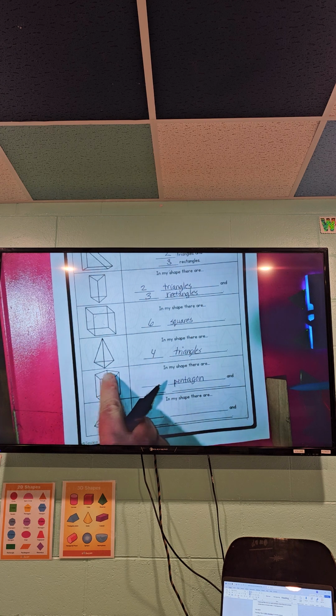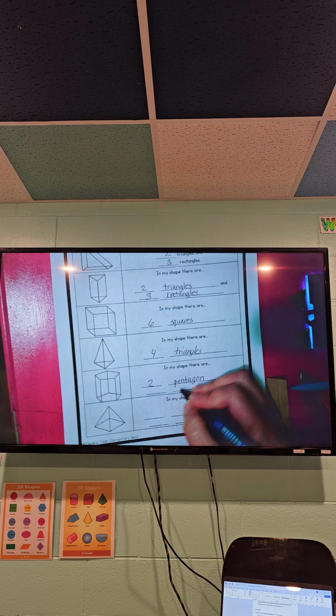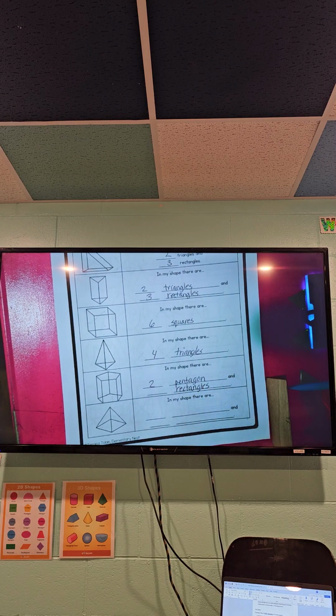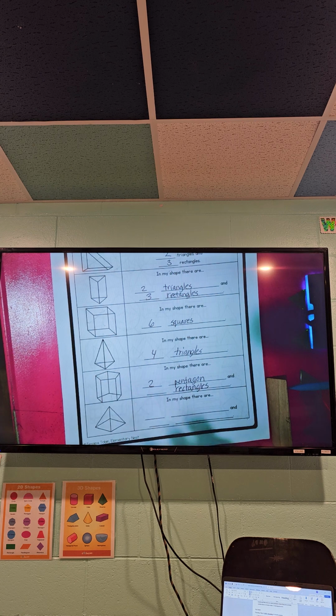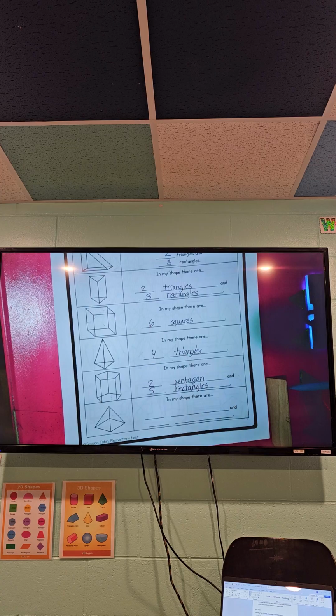Well, if there's a top, there's a bottom, so there's 2. And then what are the shapes on the sides? What do those look like? Those are rectangles. How many do we have? Well, the pentagon has 5 sides, so guess what? You need that many to close it up. So you'll need 5 rectangles to close it up.